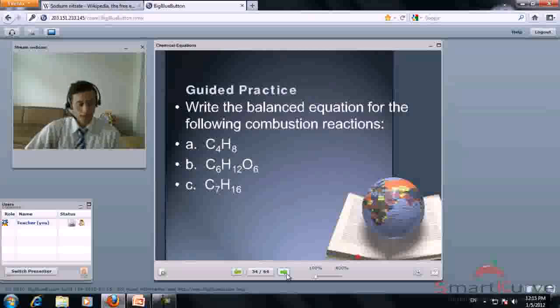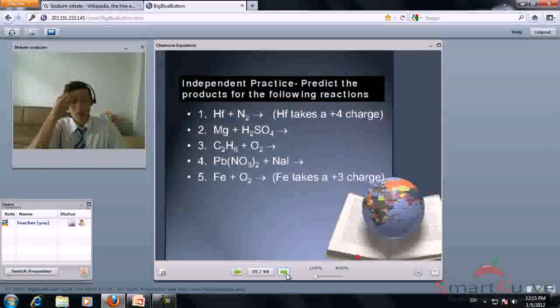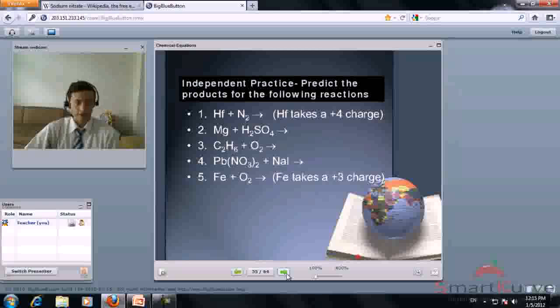Okie dokie. And that would be the combustion of sugar. Independent practice. Here you can practice that on your own. Predict the products for the following reactions. Remember to use what we've learned.